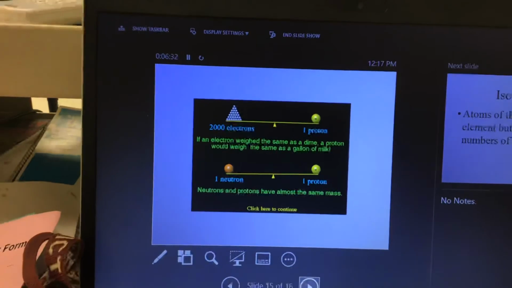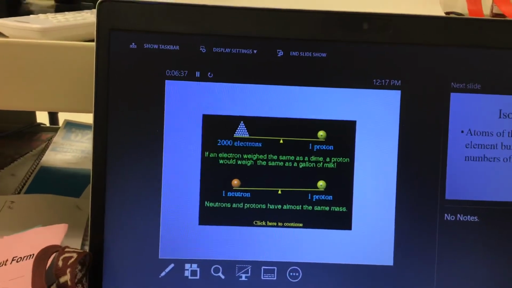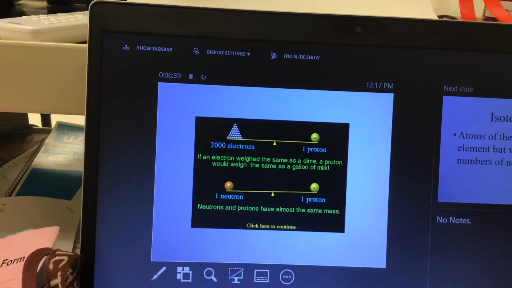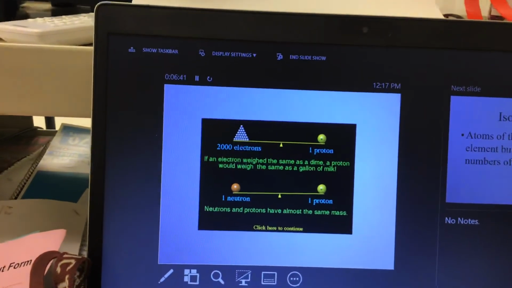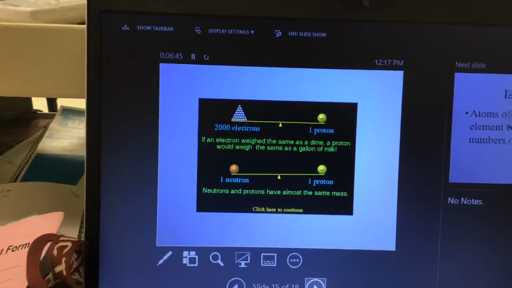Thought this was kind of a cool illustration here. A neutron is slightly heavier than a proton, but it's close. We kind of count it as the same. Electrons, you see, are way, way smaller than protons.